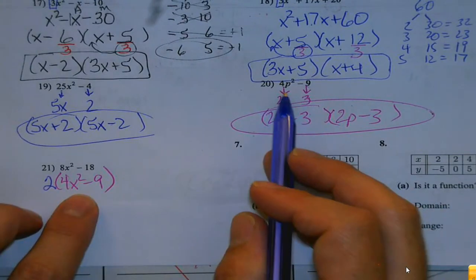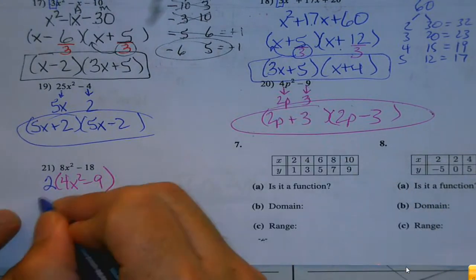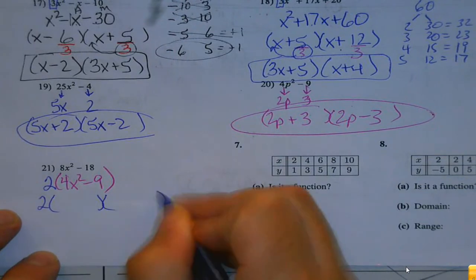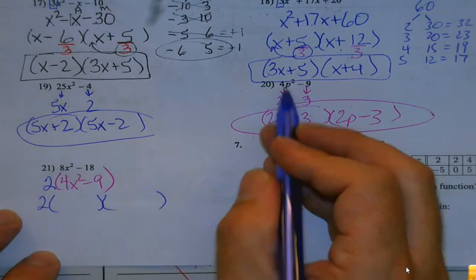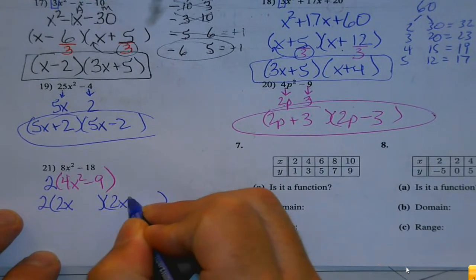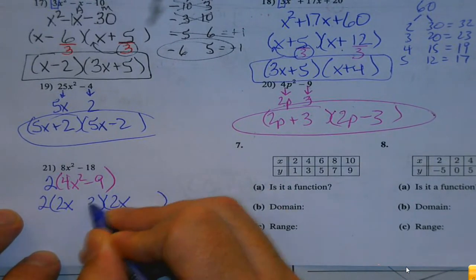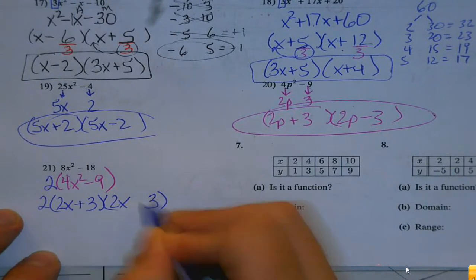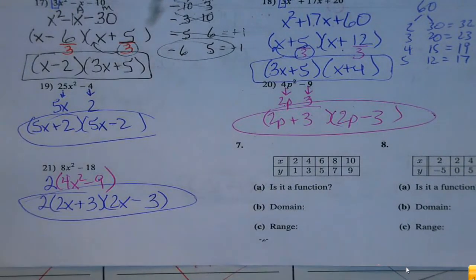Imagine that. Then I happen to notice this time it's the same ones as I had up here. So I'm just going to go ahead and write them out. What do I square to get 4x squared? 2x. What do I square to get 9? 3. Plus. Minus. Don't lose that 2, though, in front.